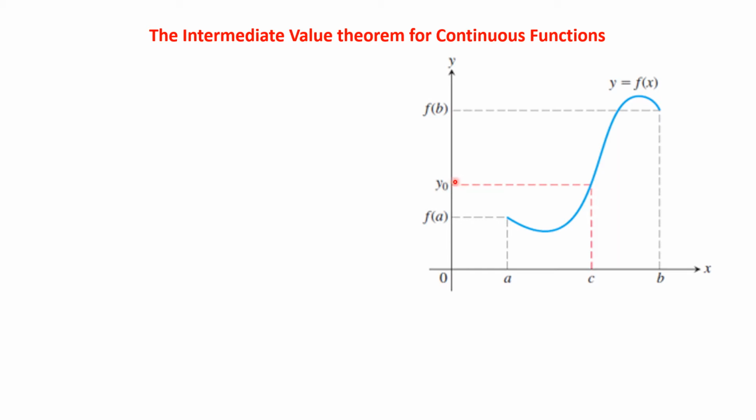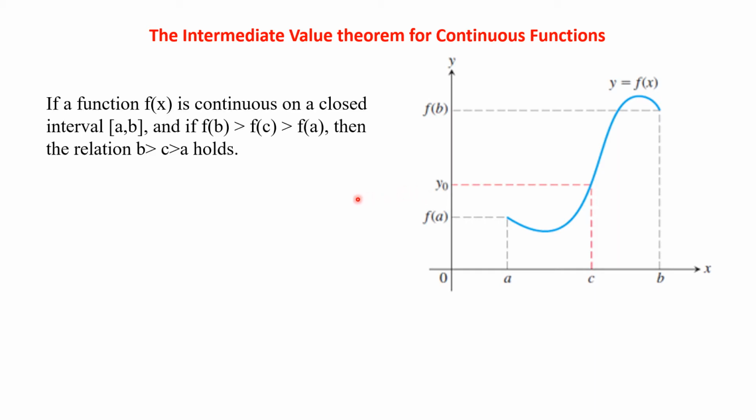It states that if we have a closed interval A and B and the function is continuous on the closed interval, and between f of A and f of B there is a constant y naught, then there is a value C between A and B such that f of C equals y naught. That's basically the general statement for the function.